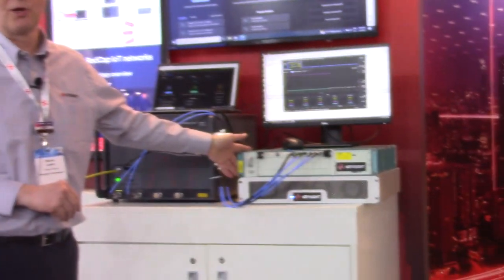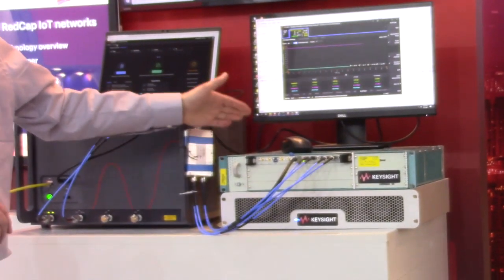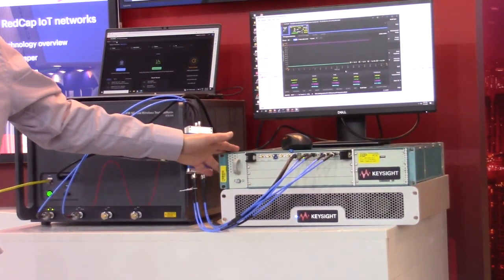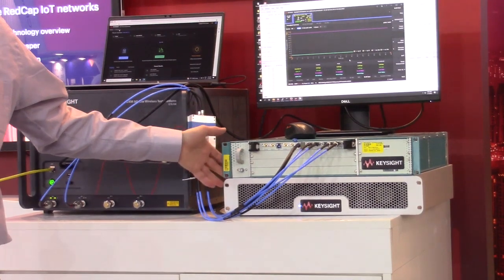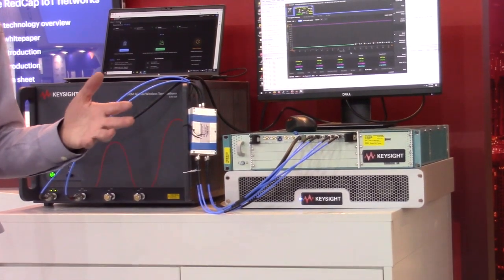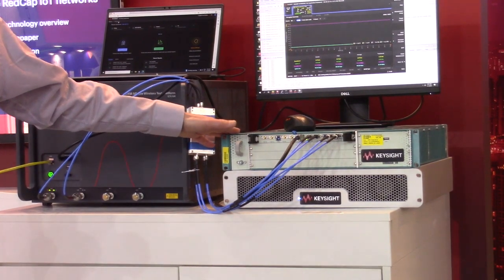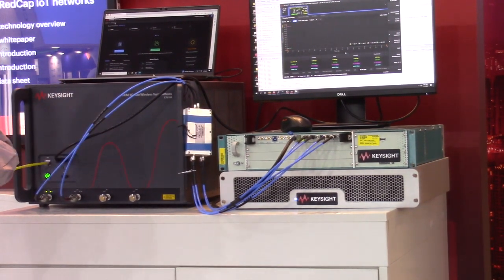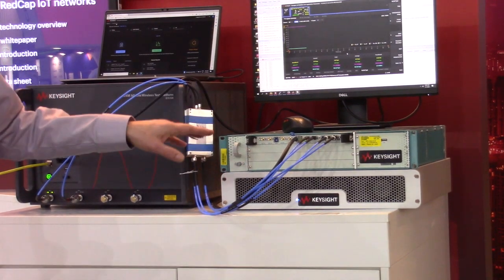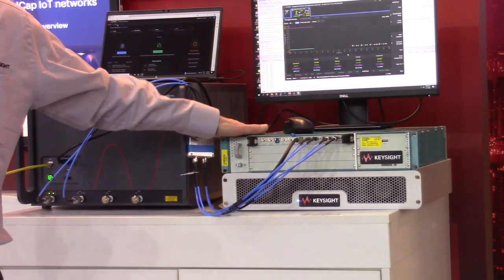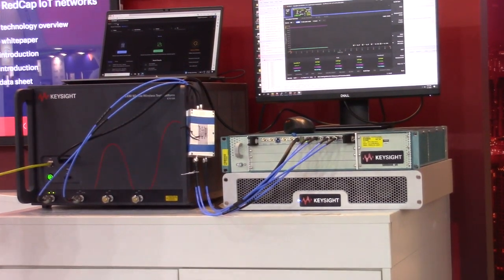The commercial ones will obviously be a lot smaller, but this enables us to get to market and be able to test RedCap technology before it's actually in the marketplace. So with this, we create the full signaling capability of a UE, and we can use that to test with our G-Node B. In a year's time, perhaps we'll be back at the show and you'll see a real device here. And when that happens, what this will be used for is to emulate 1,000 devices and then to test a real G-Node B network.